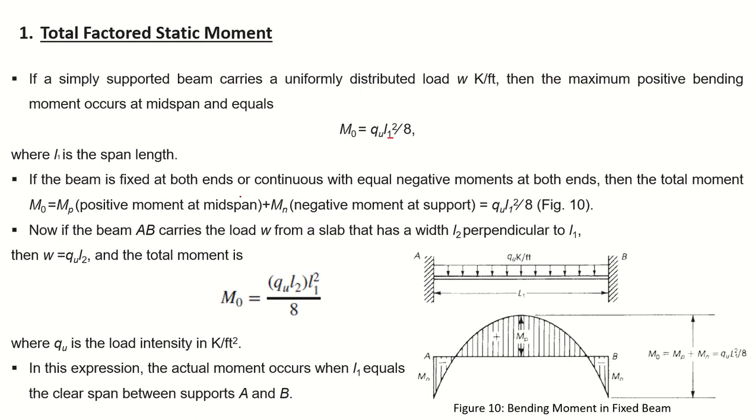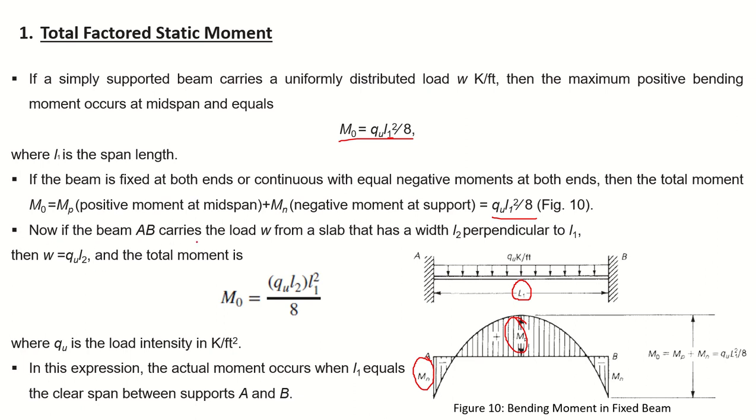Now if the beam is fixed at both ends or continuous with equal negative moments at both ends, for example, this is the fixed beam, continuous with equal negative moments at both ends, at A and B, then the total moment M naught will be equal to M positive. So in this case, M naught is equal to this M positive plus this M negative, which will be equal to Qu L1 squared divided by 8. And what is L1? You already saw it here. L1 is the span length.